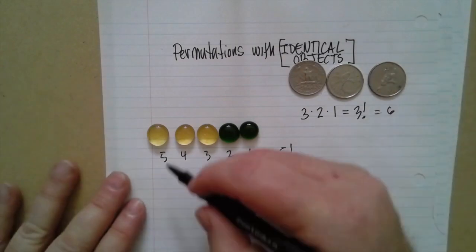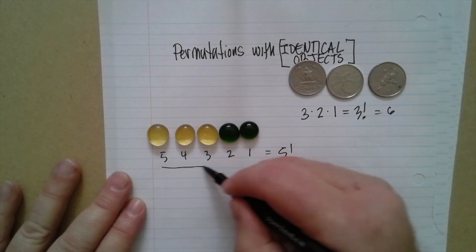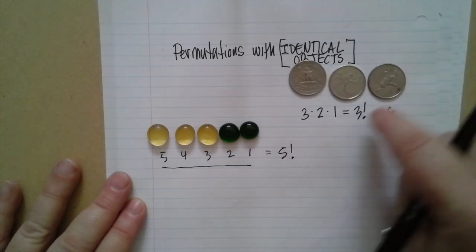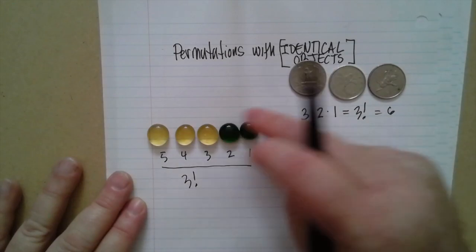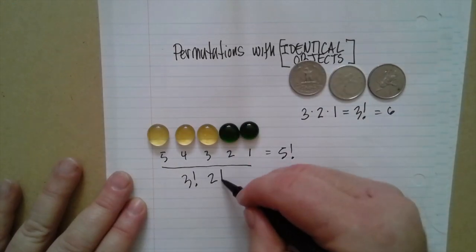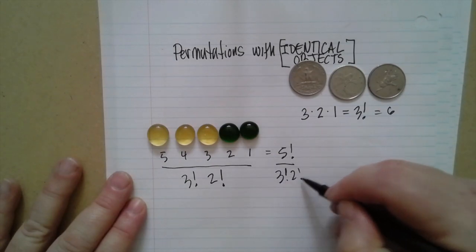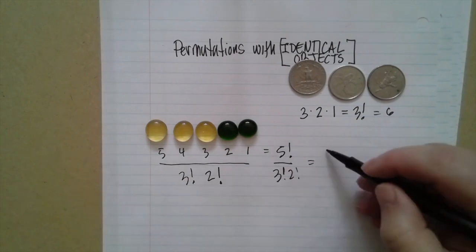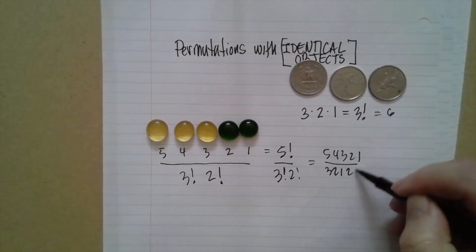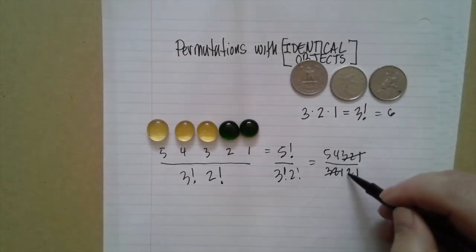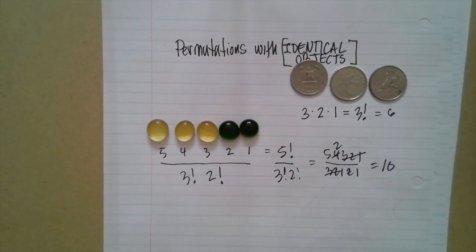Well, because there's 3 of these, we can divide out by how many ways we can arrange 3 things, or 3 factorial. And then these two, how many different ways we can arrange those, we can divide it out by 2 factorial. So we get 3 factorial, 2 factorial. So this would be 5, 4, 3, 2, 1 divided by 3, 2, 1, 2, 1. These 3 all divide out. That divides into that one, giving us 10 different ways that we can arrange these.